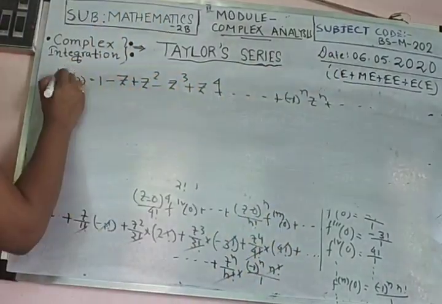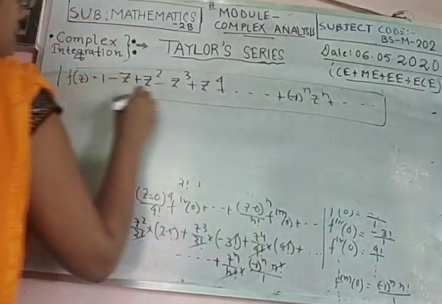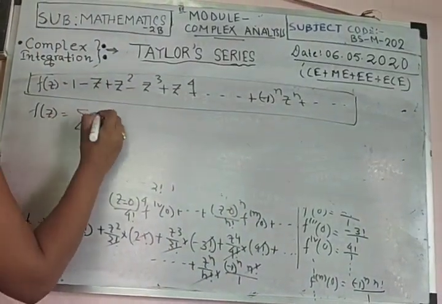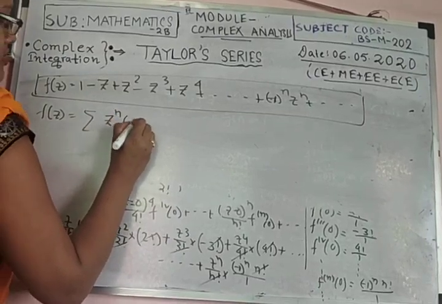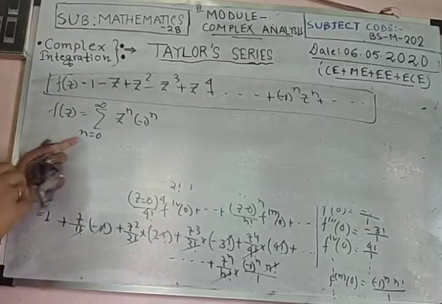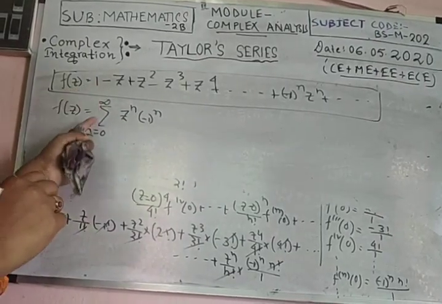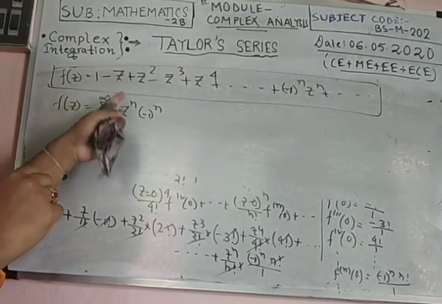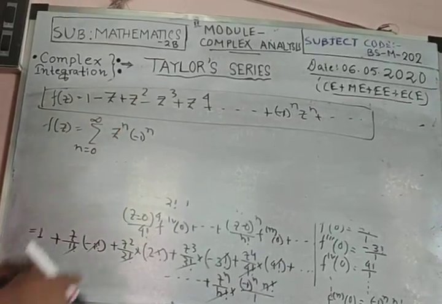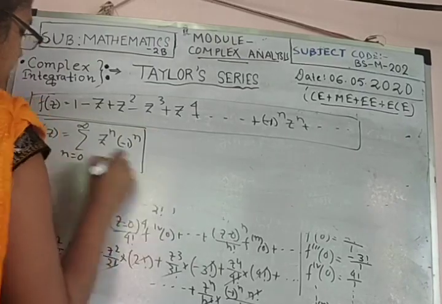This is the Taylor series form, and its summation form will be the sum of (minus 1) to the power n z to the power n, n equals 0 to infinity. If n equals 0, then we get the first term. If n equals 1, then we get the second term. If n equals 2, then we get the third term. Okay, so that is our final result.